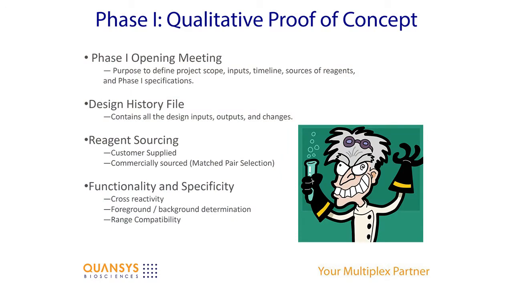Oftentimes we'll have customers come to us. They have antibodies already developed, which are fantastic. We'll take their developed antibodies, we'll put them on our platform, optimize those, and move forward. Sometimes they come and they don't have those antibodies. We'll go out and we'll survey the market.